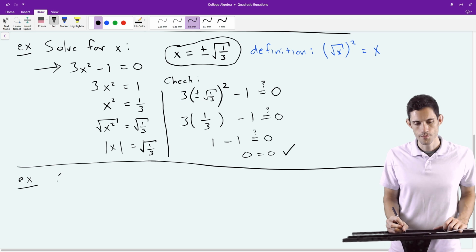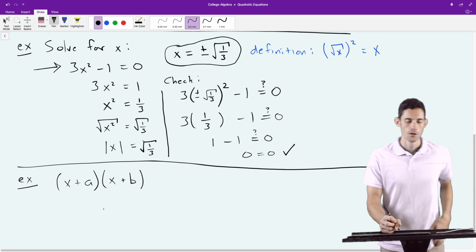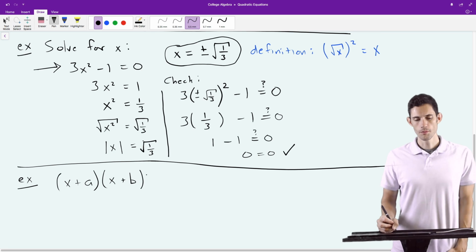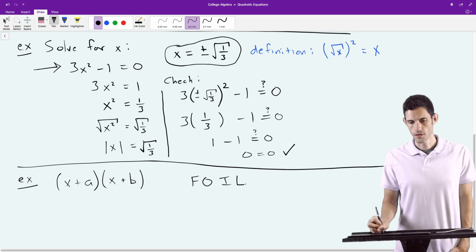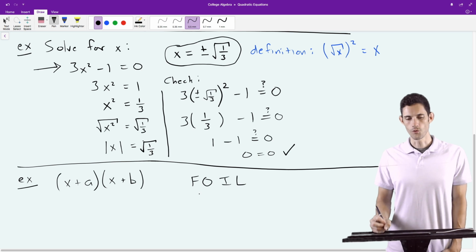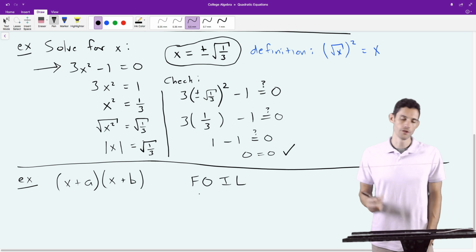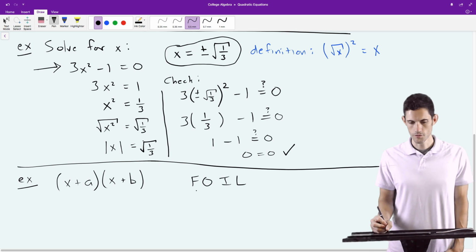Like if I have x plus a, and if I multiply that by x plus b. Well, you might remember FOIL. So the way I want to multiply this is with the method called FOIL. And I even like something more general than FOIL. I don't actually like FOIL, but let's do FOIL first. And then I'll tell you the way I like.